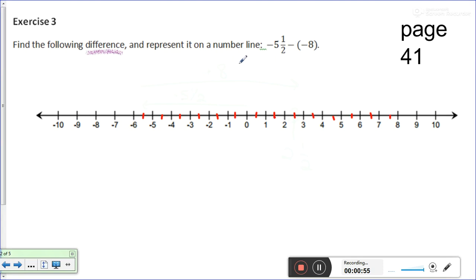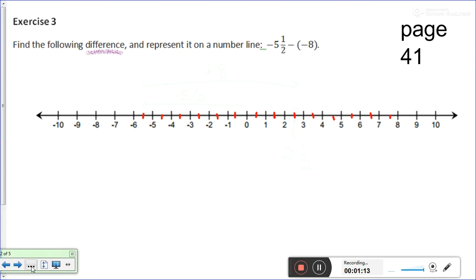It wants us to represent it on a number line, so we will go ahead and do that. My number line might look a little bit different than yours because I added some halfway marks to mine. I'll explain why in a minute. So we have -5.5 minus a -8.